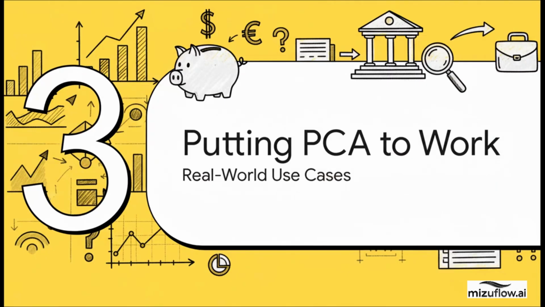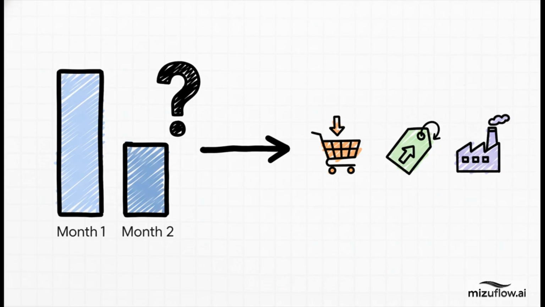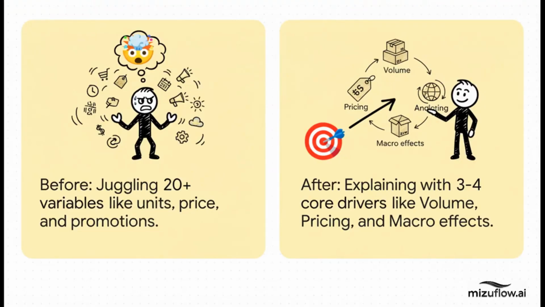All right, so that's the theory. Let's talk about how this actually works in the real world. Where can you really use PCA to solve actual problems in finance and accounting? Let's kick it off with a classic FP&A headache: trying to explain what's driving your revenue changes every single month. Before PCA, you're trying to juggle 20 different drivers: units, pricing, promos, seasonality. It's a total mess. But after you run PCA, you can boil all that chaos down to just 3 or 4 main components. You might call them a volume driver, a pricing driver, and maybe something like a macro pressure driver. All of a sudden, your variance analysis is incredibly clear.